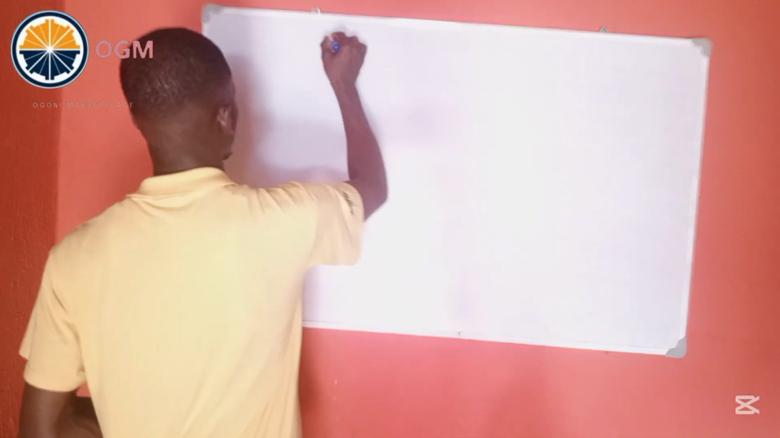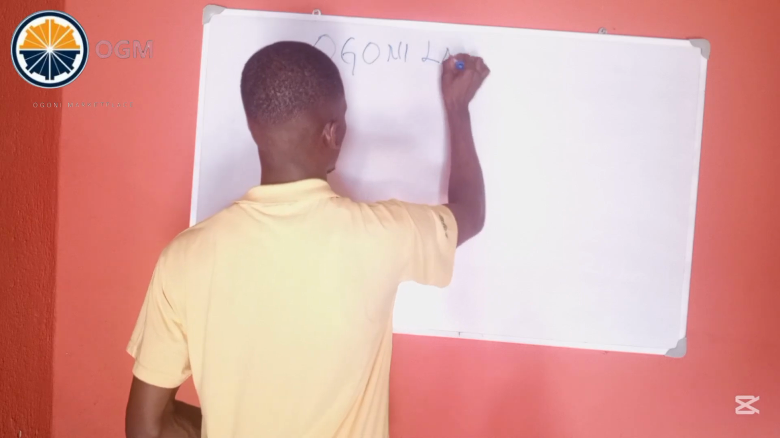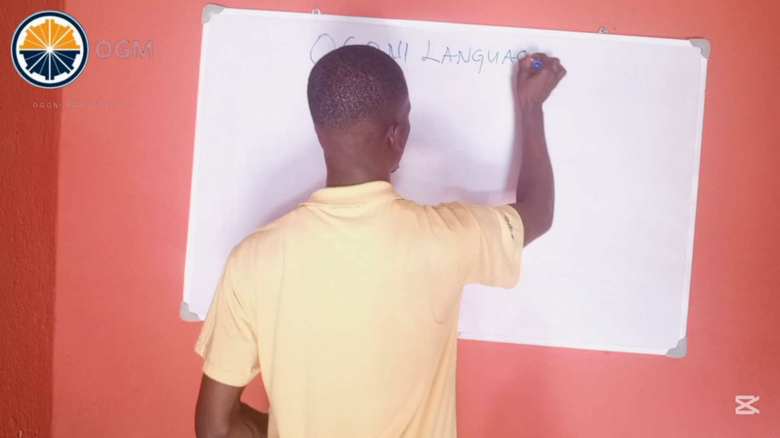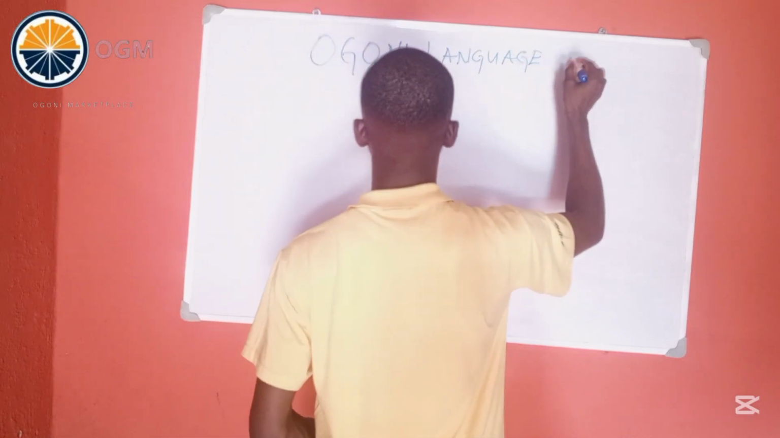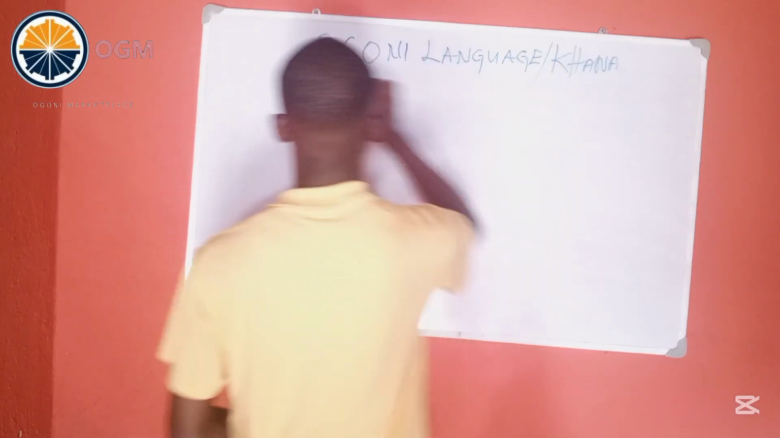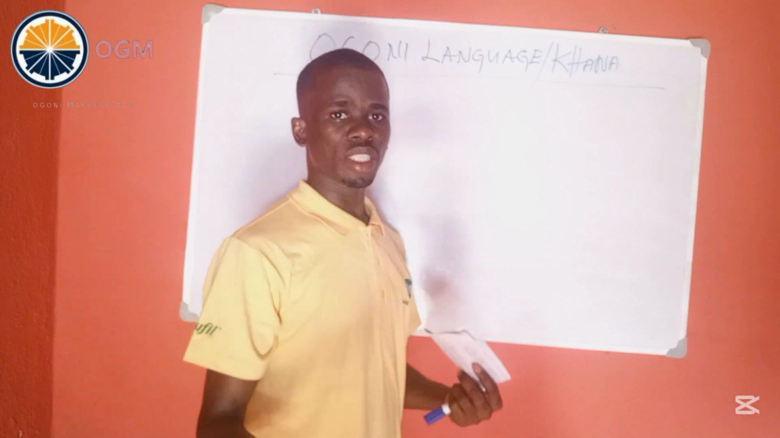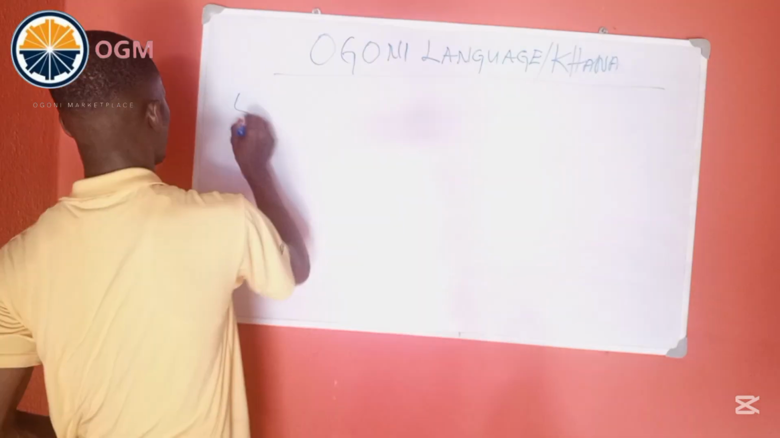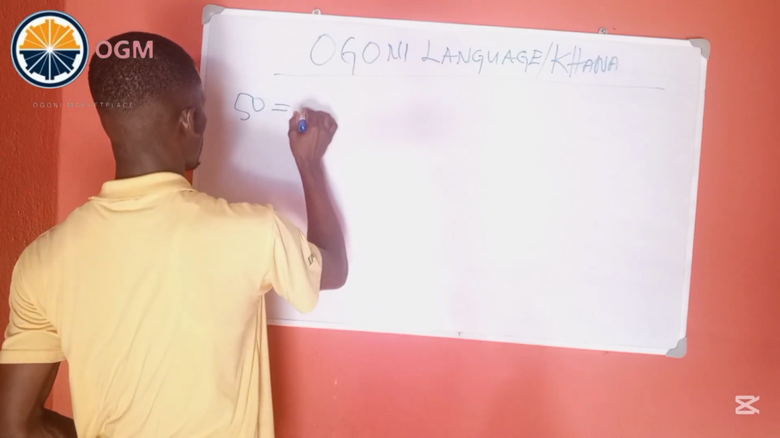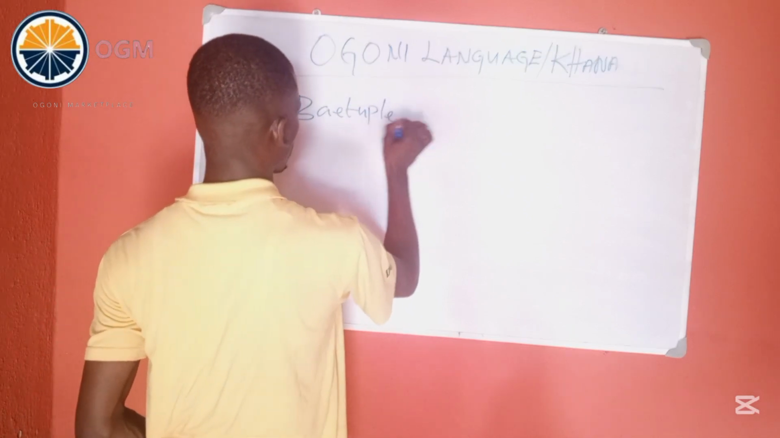Okay, so today we have the Ogoni language, Khana. Today I'm going to teach you how to count from 50 to 400. 50, which is Batup. Lelu.